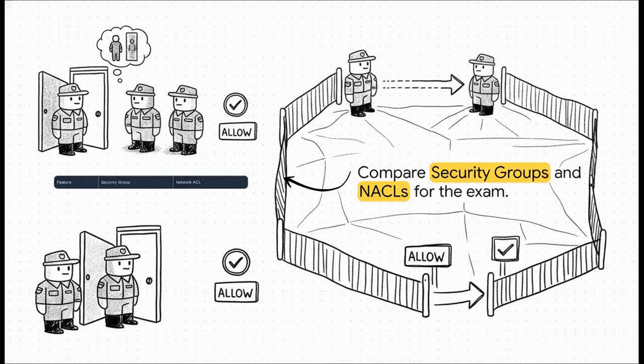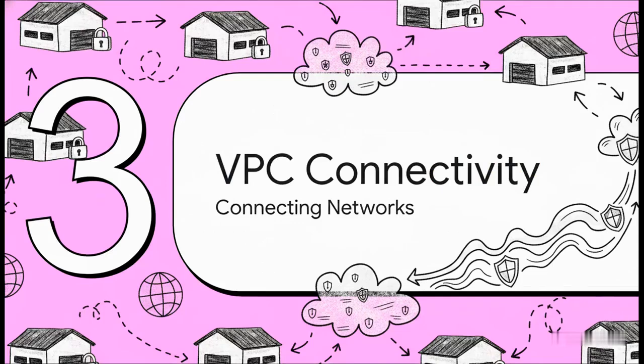On the flip side, we have network ACLs, or NACLs. These are your neighborhood checkpoints securing the entire subnet. But these guys are stateless. That means the guard checking you on the way in doesn't talk to the guard checking you on the way out. You absolutely need explicit permission for both entry and exit. Let's look at Section 3, VPC connectivity.